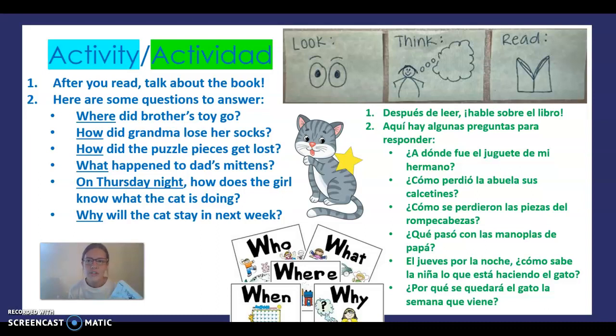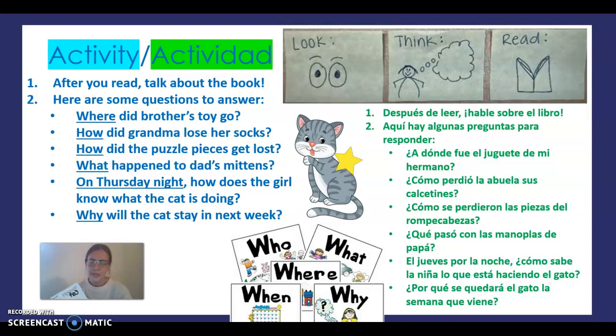So all of these questions start with a question word: who, what, where, when, or why. And this helps us really think about who's in our story, what's happening, where is it happening, when is it happening, and why is it happening. We answer all those questions and we get a really good understanding of what our story was about. So let's do the first one together.